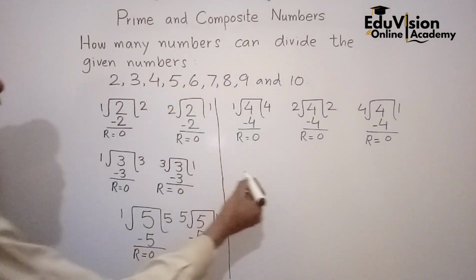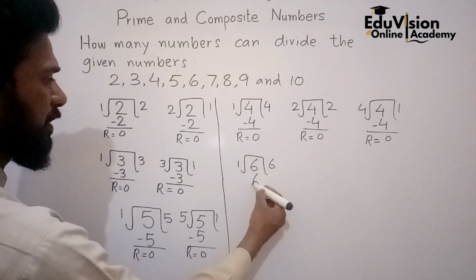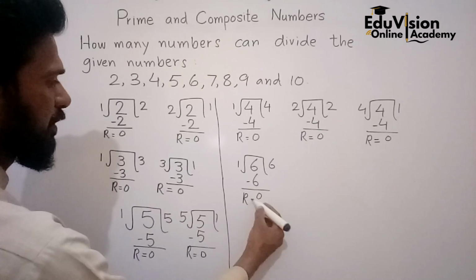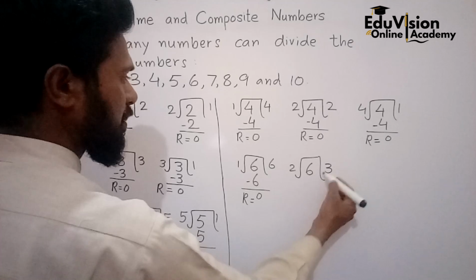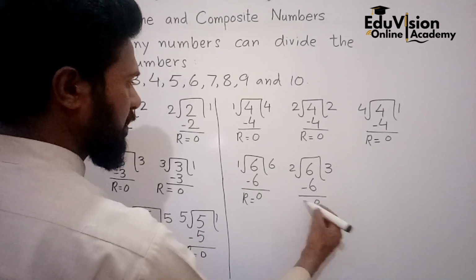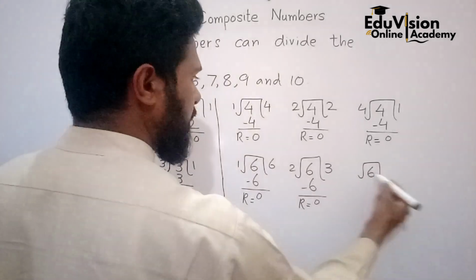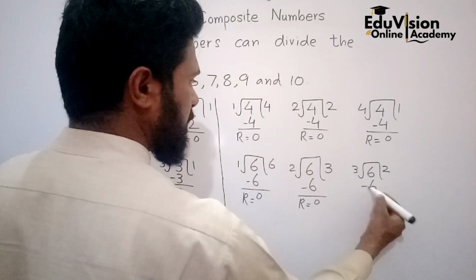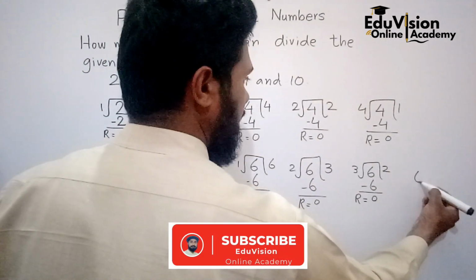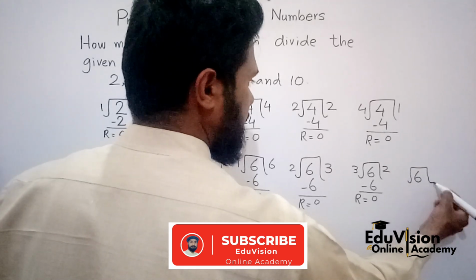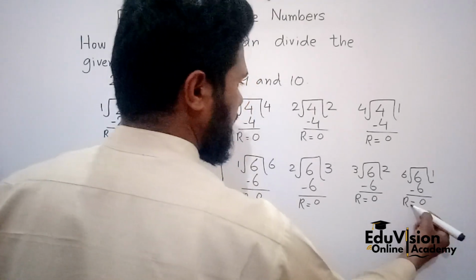Next, let's check out 6. 6 is divisible by 1. 1 6 are 6. 6 minus 6 0. Remainder is equal to 0. 6 is also divisible by 2. 2 3s are 6. 6 minus 6 0. Remainder is 0. 6 is also divisible by 3. 3 2s are 6. 6 minus 6 0. Remainder is equal to 0. 6 is also divisible by 6 itself. 6 ones are 6. 6 minus 6 0. Remainder is equal to 0.